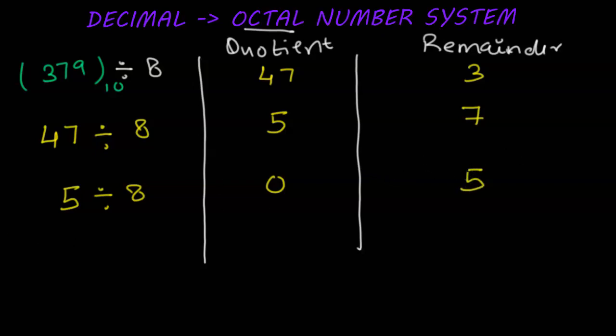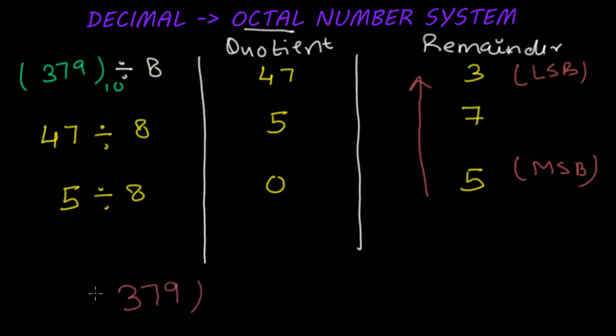Now to convert 379 into an octal number system, we have these remainders. This is what my octal number is. But how to write it? This is my LSB and this is my MSB. So it has to be written from bottom to top. So 379 in its decimal form can be written as 573 in its octal form.